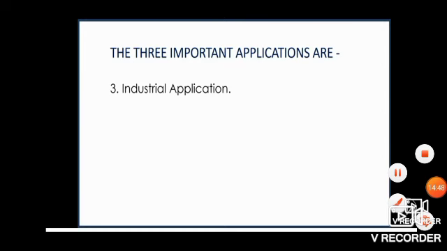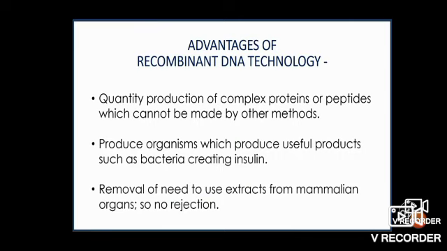The advantages of recombinant DNA technology: quantity production of complex proteins or peptides which cannot be made by other methods. Produce organisms which produce useful products, such as bacteria creating insulin. Removal of the need to use extracts from mammalian organs. So there is no rejection. So earlier they were using mammalian organs for extraction of insulin and all. So now there is no need for all that. All these are the advantages of recombinant DNA technology.